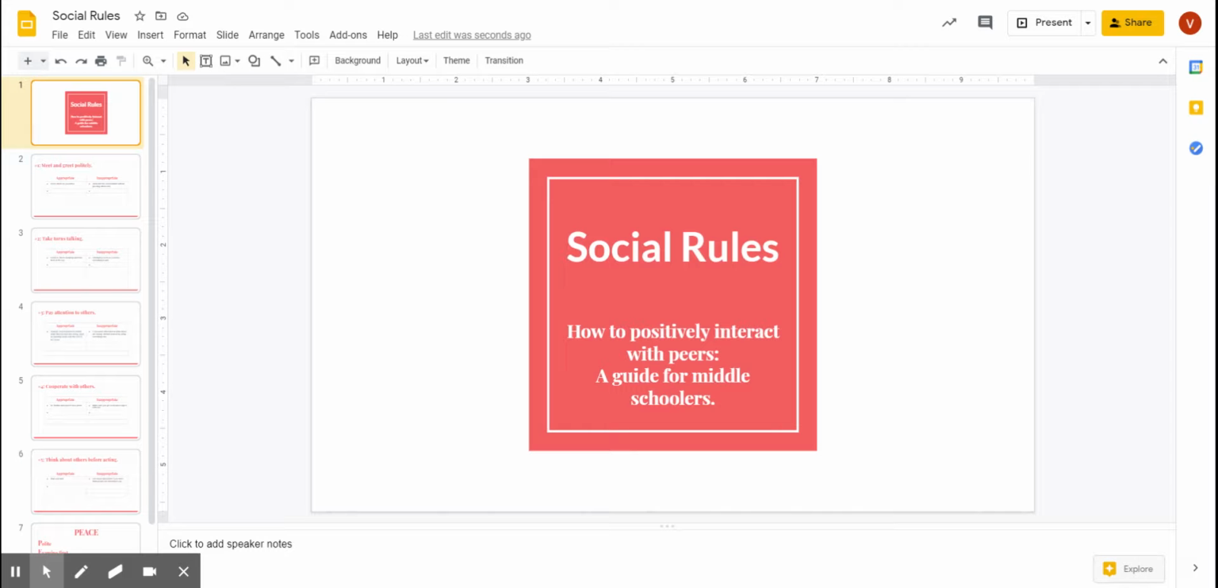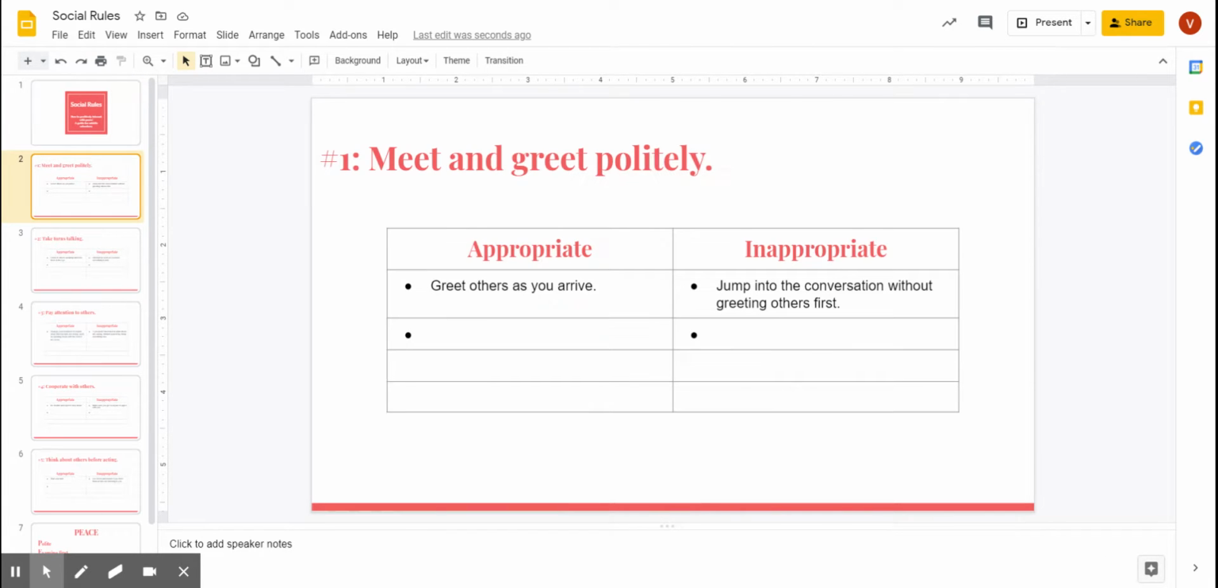Okay, we're going to use this PowerPoint to help us understand social rules. We're going to talk about how you can follow these rules to have positive interactions with your peers. So let's get started. Rule number 1 is meet and greet politely.